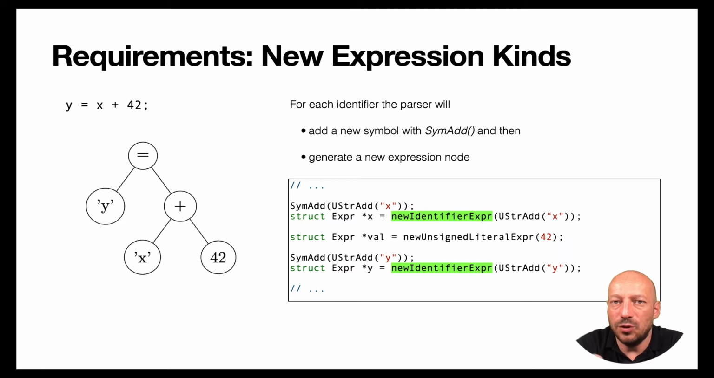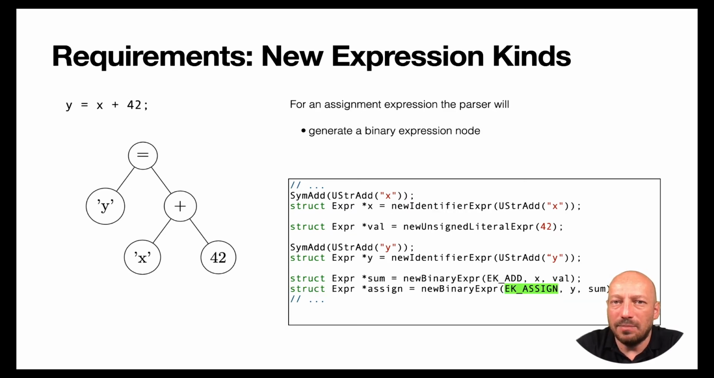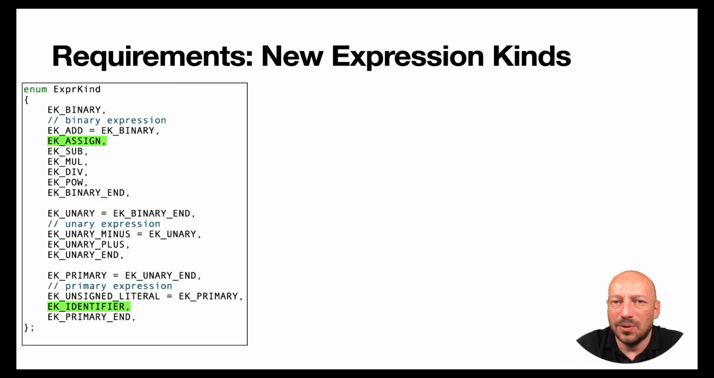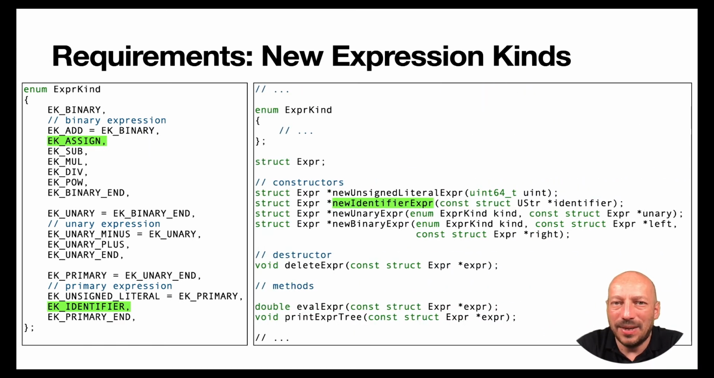So that means we have a new kind of expression and we have a new constructor. So two things change. We have a new constant for this new expression kind and we have a new constructor. Then we need another enum constant because we also have a new kind of binary node for this assignment. So that means we have two additional enum constants and one additional constructor. So this is the change in the interface.